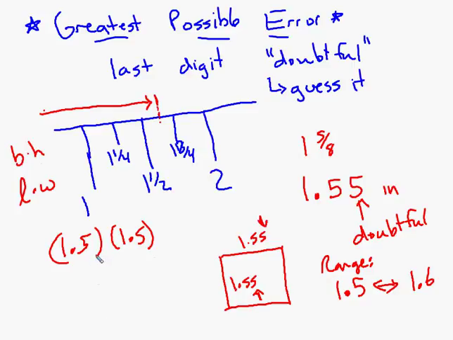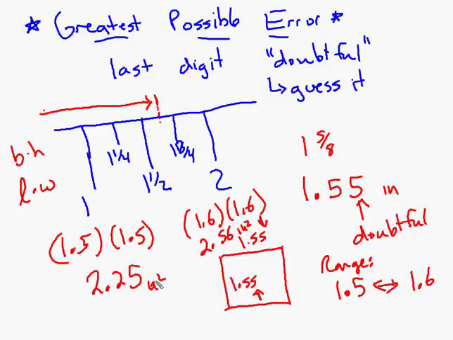What's 1.5 times 1.5? Okay, I'll just do it. 2.25 units squared, or inches squared. Or it could be up to 1.6 times 1.6, so that would be 2.56 inches squared. So this is my range of possible areas based upon the error in my measurement.